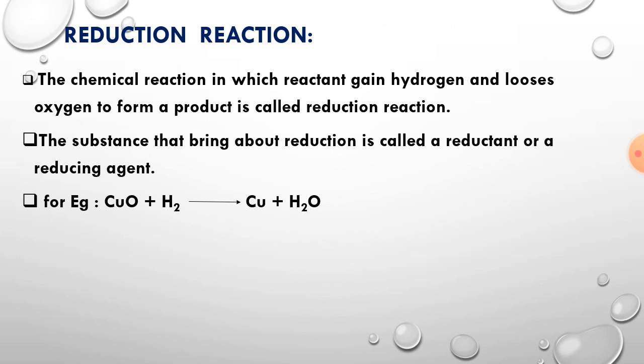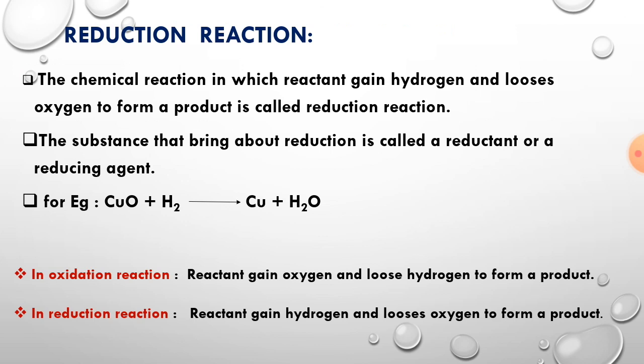Oxygen, that is O2, is there on the reactant side, but here H2 is there on the reactant side. Okay, so that is the difference. The substance that brings about reduction is called a reductant or a reducing agent. So whenever you see a reaction where H2 is on the reactant side, it is called a reduction reaction, and when O2 is on the reactant side, it is called an oxidation reaction.